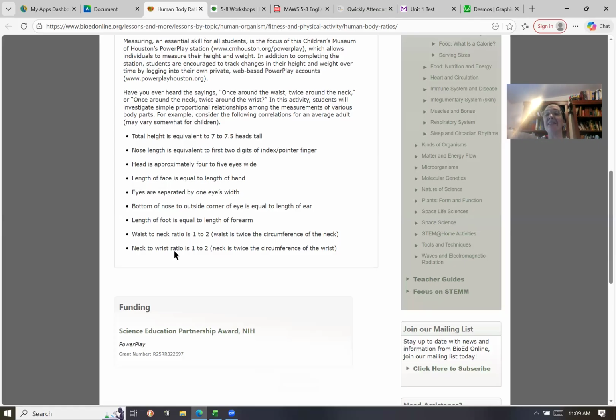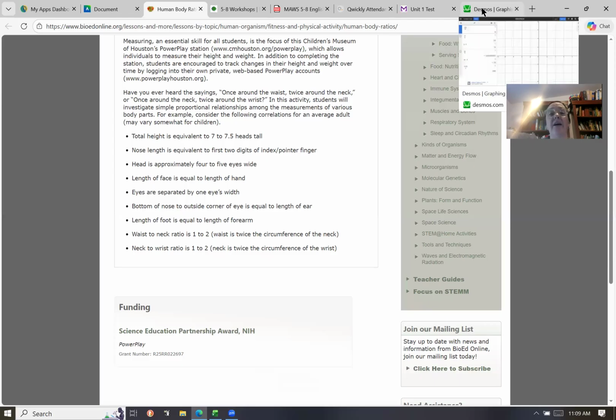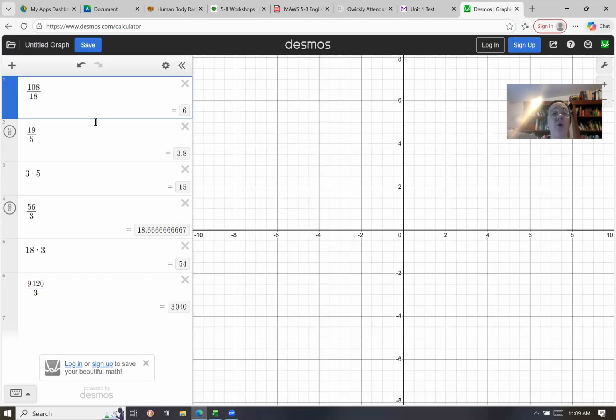Now, using this information, we can go back and work on finding the height of that giant using your own body ratios. So you need to actually get out a ruler and measure the length of your foot. So right now I'm just going to do this for mine. We'll use mine as an example, and then you need to do your own.